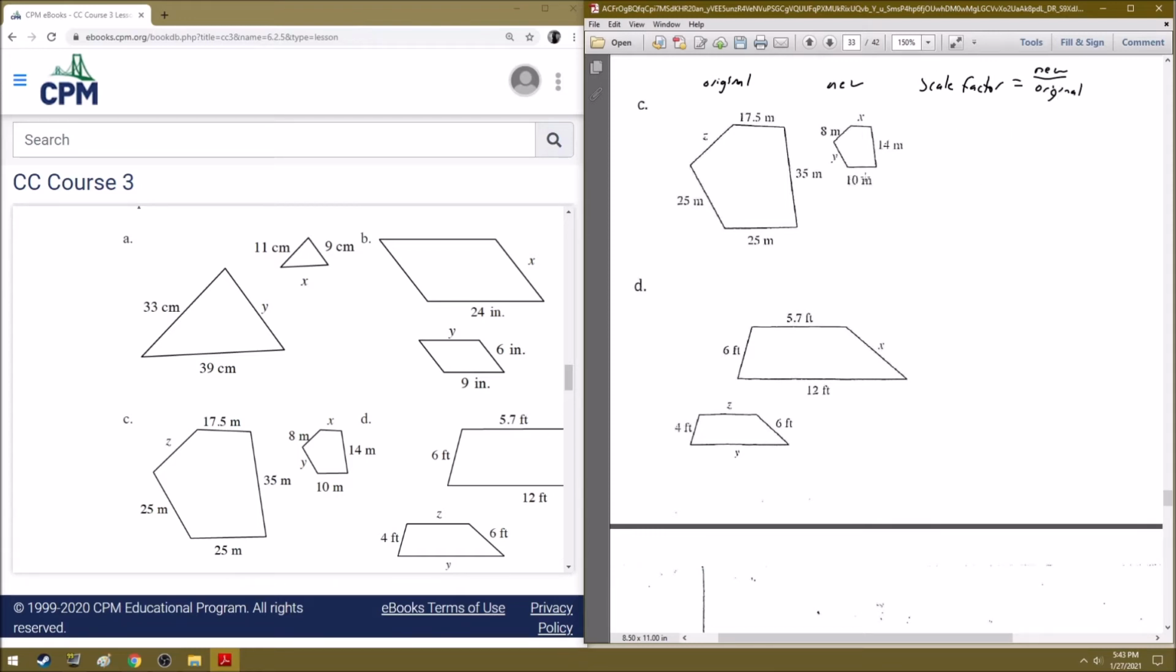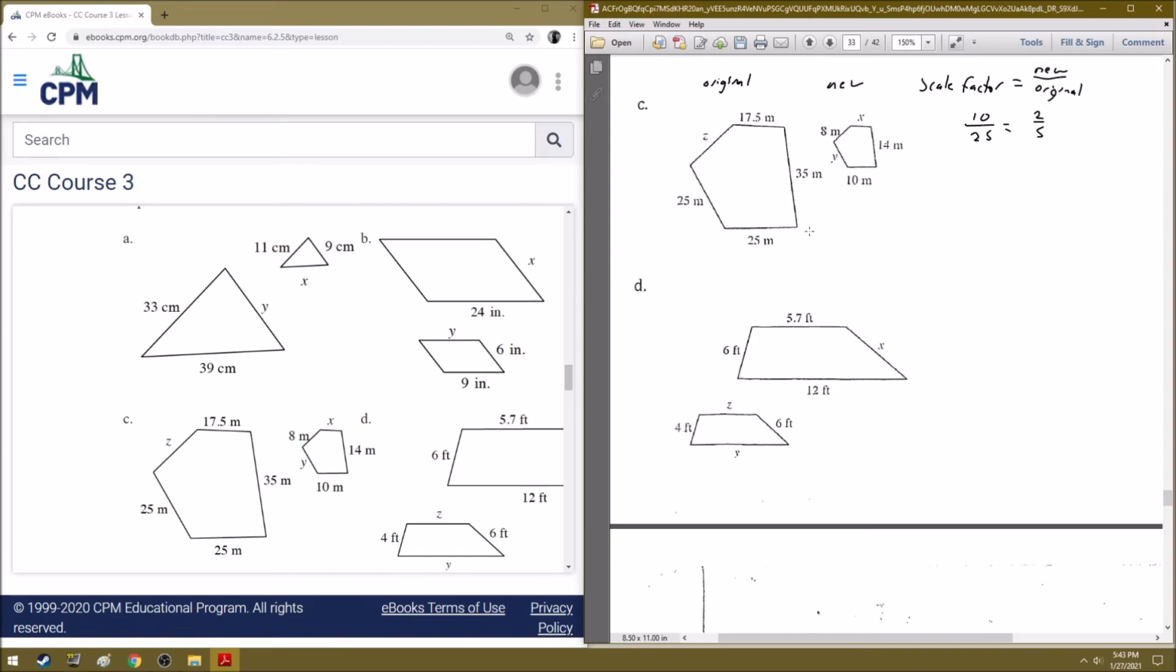So if the new is going to be 10, we can then put 10 over 25, and we can simplify that fraction to get 2 over 5 by dividing both by 5. And you should get the same result if you had picked this side and this corresponding side, 14 divided by 35. But I thought 10 over 25 was a bit easier.